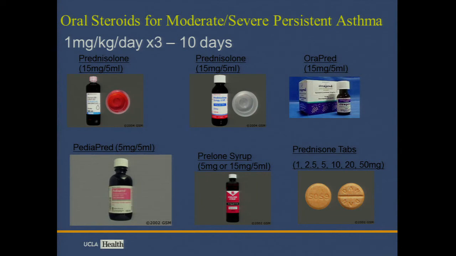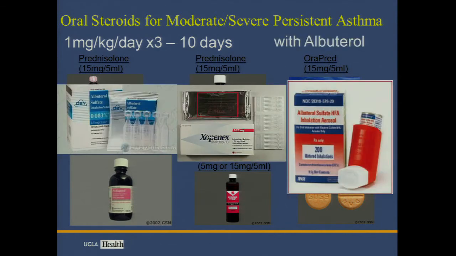You can go higher, up to 2 milligrams per kilo per day, for a maximum of about 60 to 80 milligrams per day. But we don't have good evidence that 2 milligrams is better than one. So if you're concerned at all about side effects, then one is very safe and effective. And then the duration of treatment is up to you in terms of your perception of the severity of the exacerbation. And of course, it should be used with albuterol or in conjunction with albuterol.